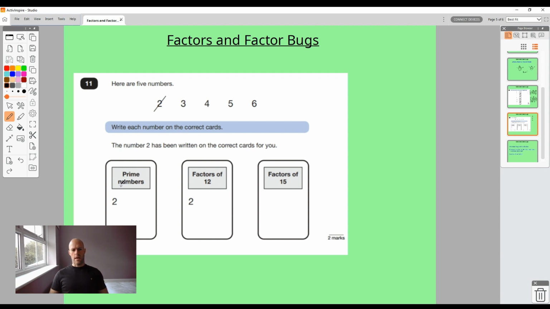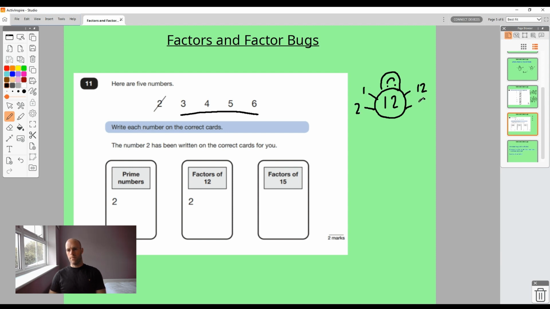So what I'm doing here is I'm looking at prime numbers. Here's my 4 options. Got to put these numbers somewhere. I can put them in more than one box. Prime numbers will go there. Factors of 12, factors of 15. So again, don't worry too much about what your options are. I've not taken much notice of those. 1 and 12.